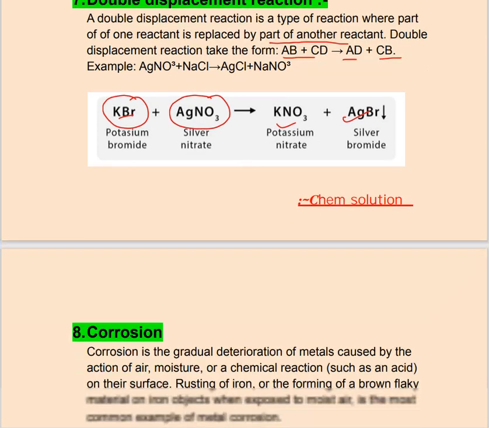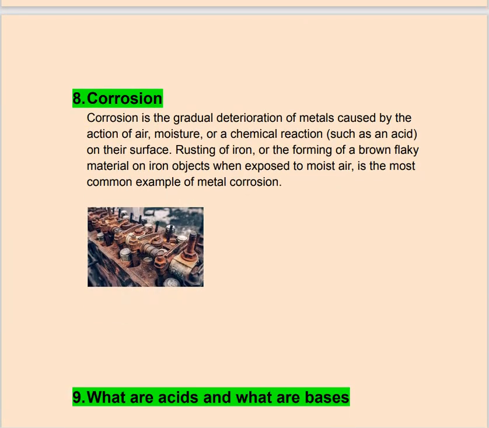Clear? Next topic is corrosion. Corrosion, rusting of iron. Some metals, when exposed to air or water or any acid, get rusted and deteriorate. That is known as corrosion. You can see here the blades of steel or iron which get corroded after acid attack.